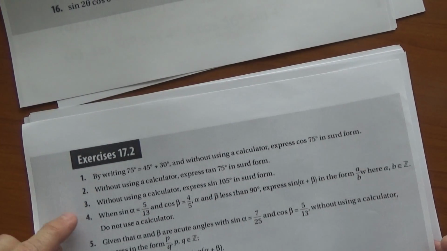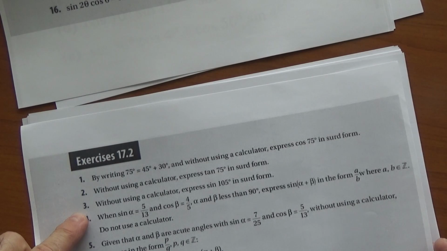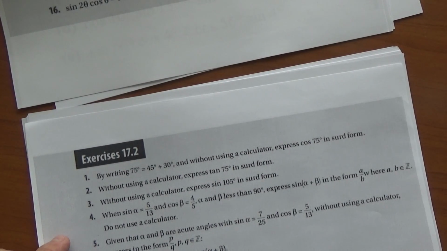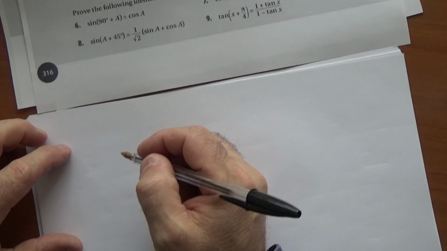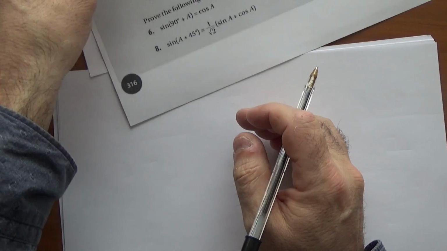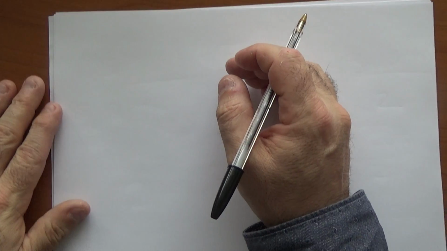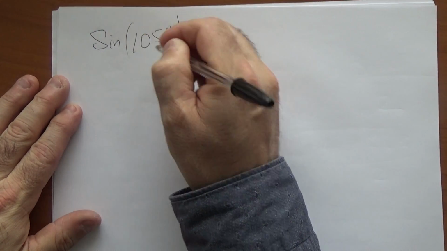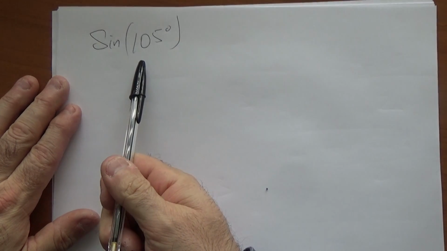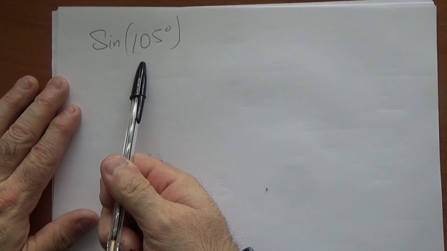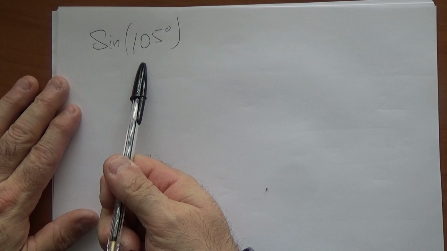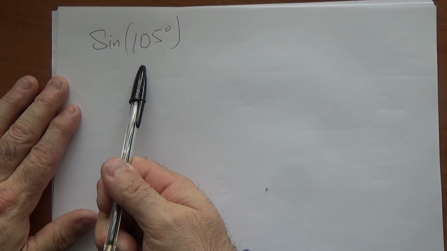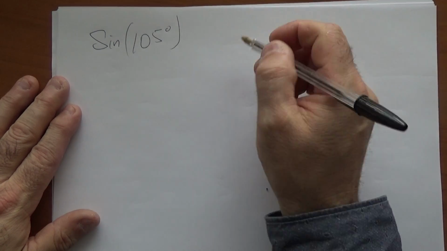Moving on. Without using a calculator, express the sine of 105 degrees in surd form. Sine of 105 degrees. So we're looking for a sum that gives 105 degrees. Well, 90 and 15 doesn't really work for us because it's just not suitable. 60 and 45 is the way we want to go.